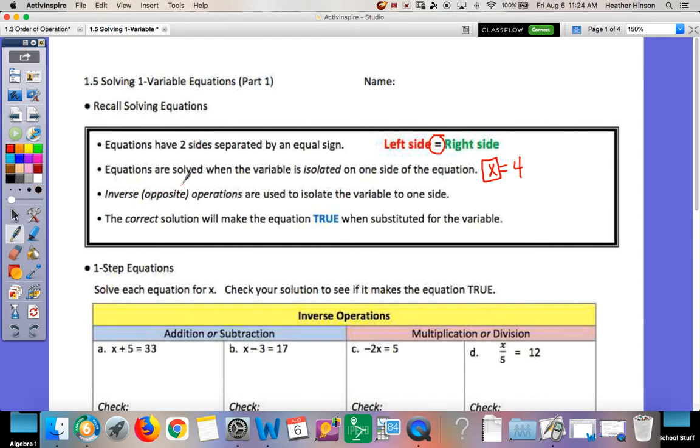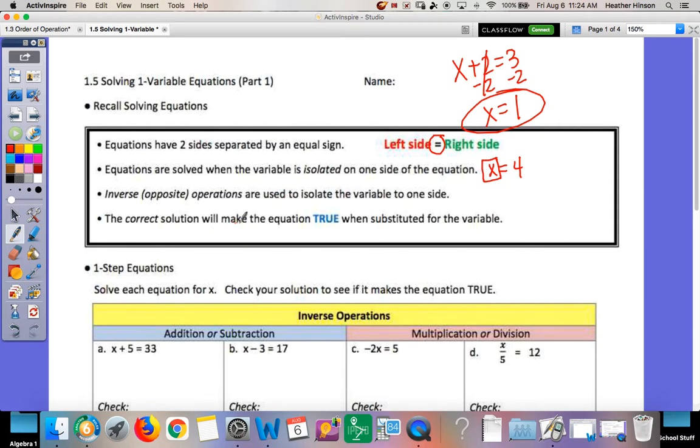Inverse or opposite operations are used to isolate the variable. So if I have x plus 2 is 3, how do I isolate the variable? I'm going to do the opposite of that sign. I've got plus 2. The opposite is minus 2. Whatever I do to one side, I have to do to the other. So 2 minus 2 cancels. 3 minus 2 is 1.